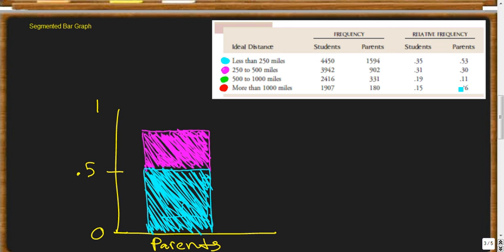Then next we have 11%, which is going to be green. So very small. And lastly, super tiny, we have red. And again, this isn't exactly perfect, but hopefully you're seeing the idea that this is also giving you a picture. It's just like a pie chart, except it's all in a bar. So that's it.